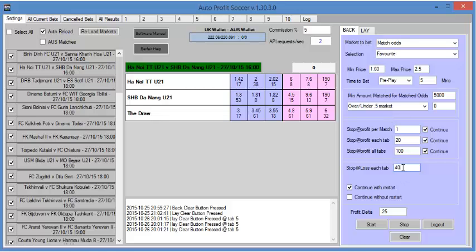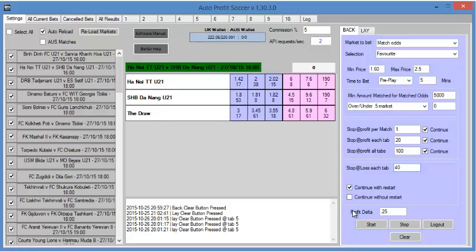Okay, now keep in mind, it will go over the stop loss. It has to be breached before the tab will stop. So keep in mind that your stop loss, if you have 40 in there, it doesn't mean it will always stop at 40. It will stop 1 bet after it's gone past 40. Okay. Continue without restart. I don't suggest you use that, but it means that we just keep on continuing to chase losses until we get a winner, and I don't think that's a very good strategy.